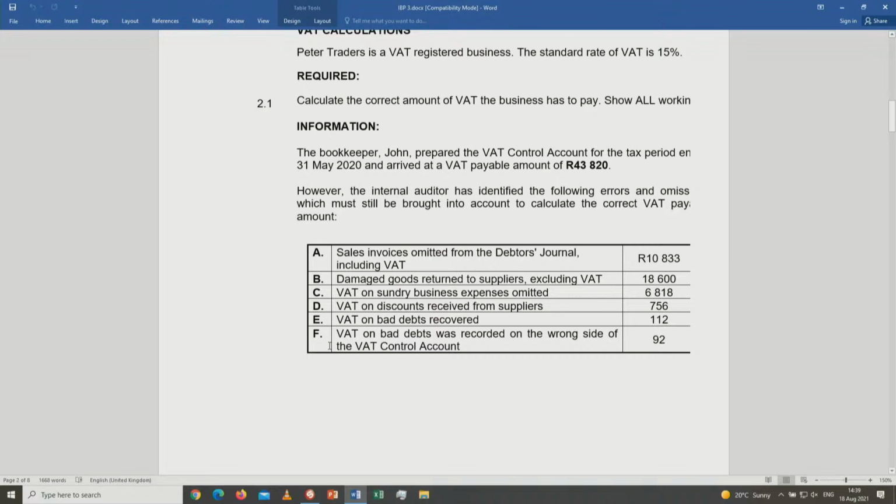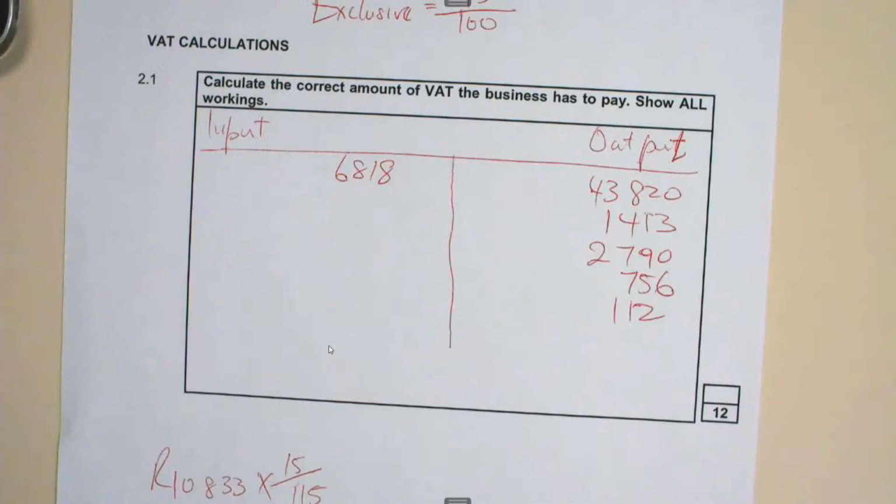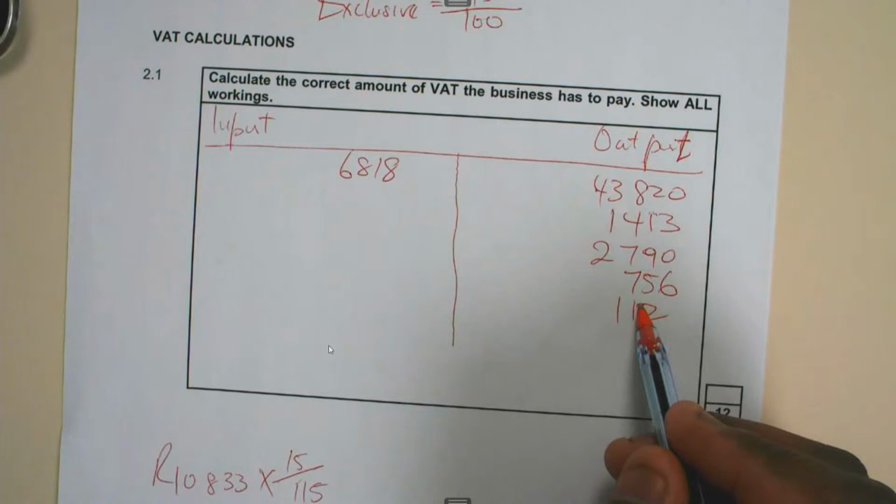Then we go to E. VAT on bad debts recovered. What is bad debts recovered? In our income statement, we could have recorded that under Part B, just underneath gross profit, other income. This is income; now we are receiving. Am I right? So when we receive, we must charge output. So that 112 rand will be our output.